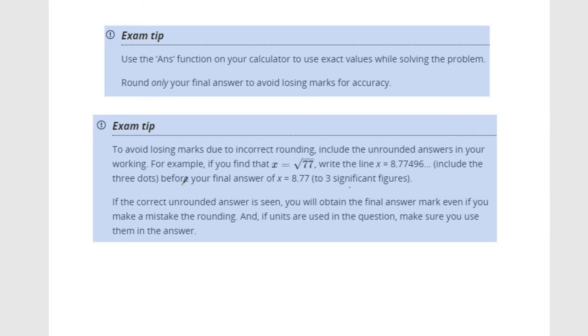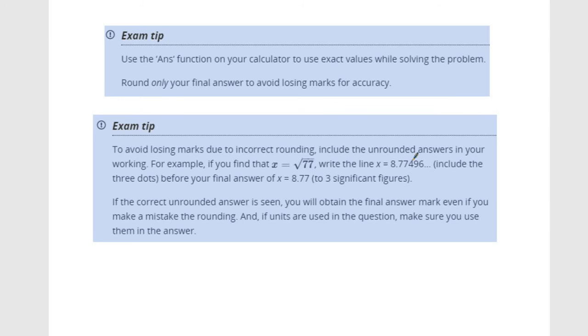Okay, so if you don't want to get knocked off for your significant figures, found this out, exam tip. Don't know why this is in chapter 3, but whatever. So write the line x. So if you want to do x is the square root of 77, you write the line with all these decimals, and then you put your final answer of 8.77. If your correct unrounded answer is seen, you'll attain your full mark.